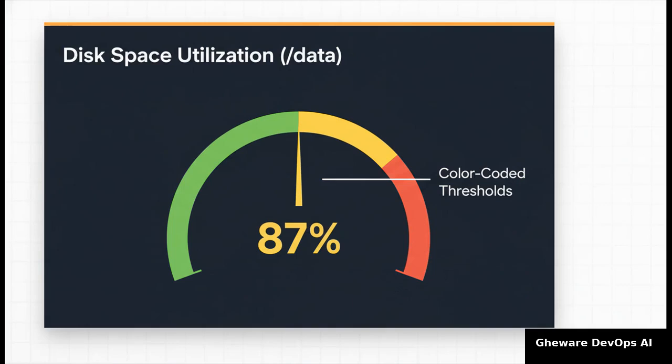Okay, now what if you've got a metric that has a clear min and max, like CPU usage from 0 to 100%, or disk space? That's where the gauge panel really shines. You can set thresholds so it automatically turns yellow or red when things get dangerous, giving you that instant visual feedback.